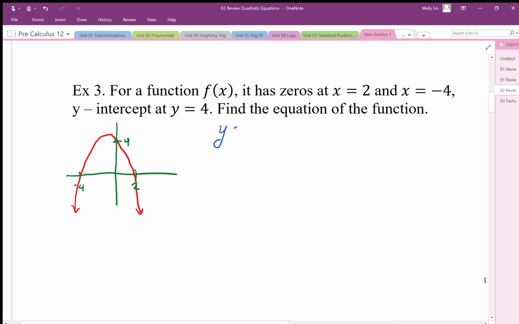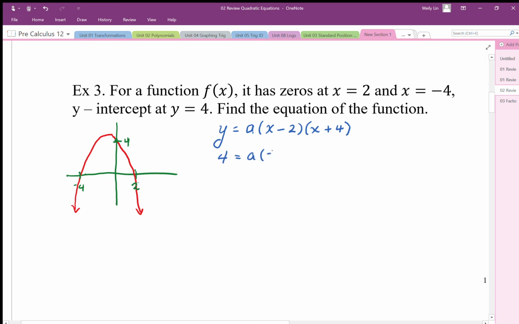So I get y equals, and don't forget the a, there's always an a. It's going to be x minus 2 for one zero, and x plus 4 for the other zero. My negative 4, 0 gives me a plus 4 factor. And I need to solve for a, so I can use the y-intercept coordinate. The y-intercept coordinate is y is 4 when x is 0.